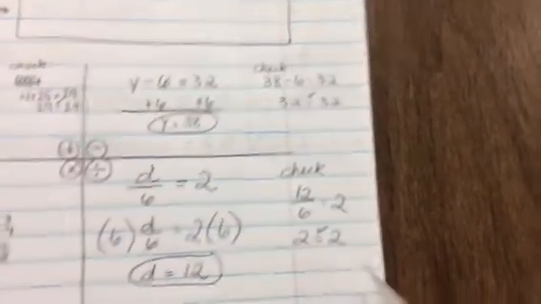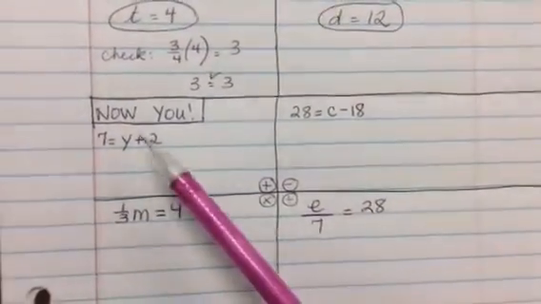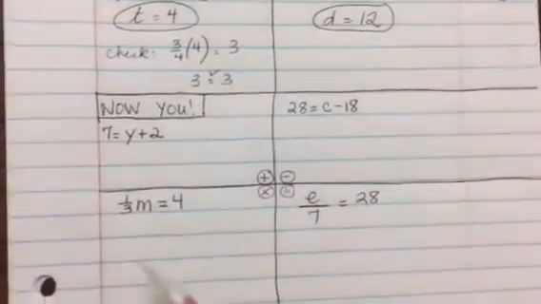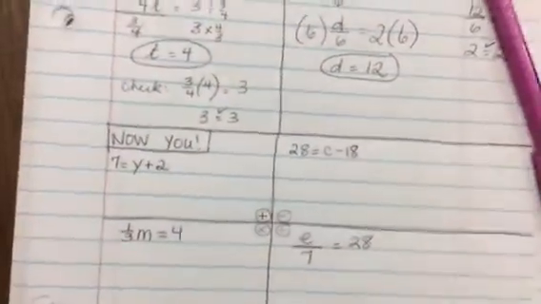2 equals 2. Check. Okay, now I want you to pause the video, copy these down. I want you to solve them and check them. Solve them, check. Solve, check. Solve, check. Use the process.